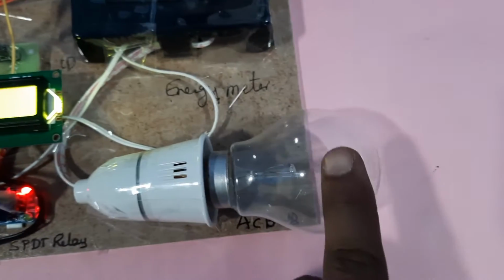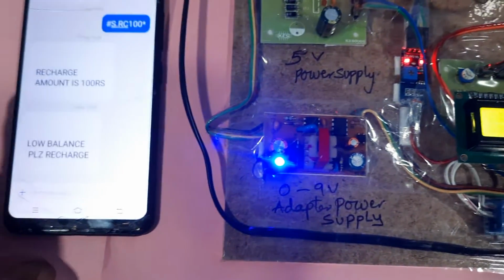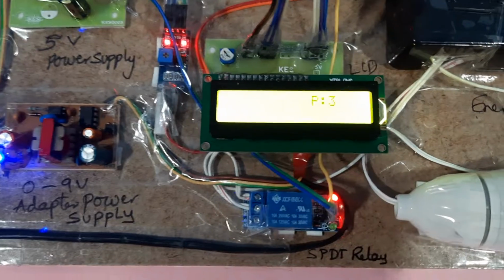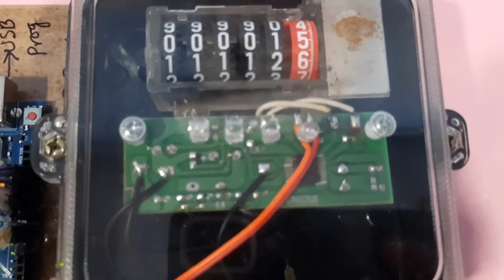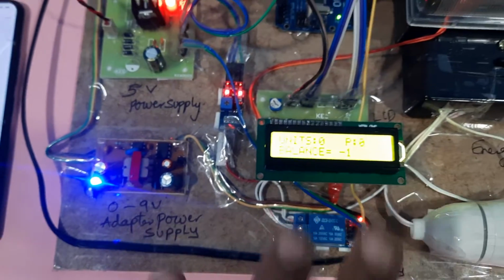Power cut, and we will get the return SMS. The energy meter LED is also closed. No balance, power cut. So no need to touch anything.